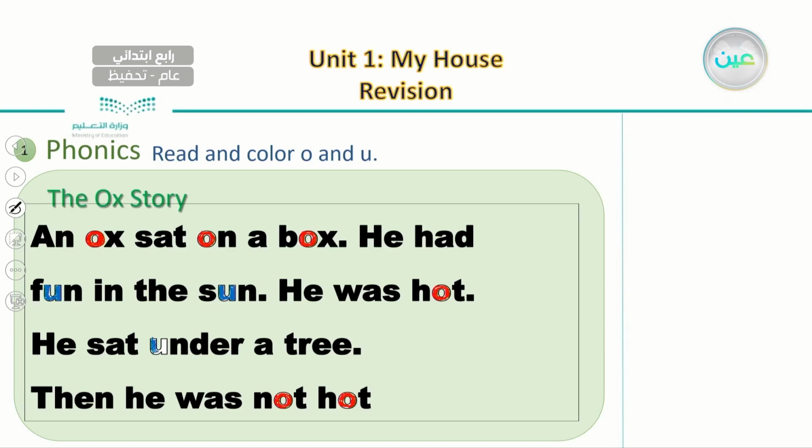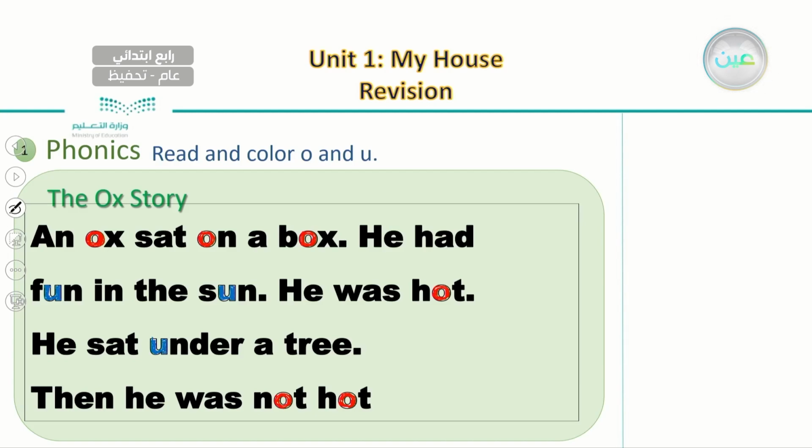So we said that an ox sat on a box. He had fun in the sun. He was hot. He sat under a tree. So as you can see here.